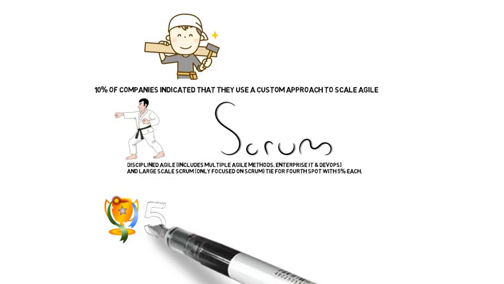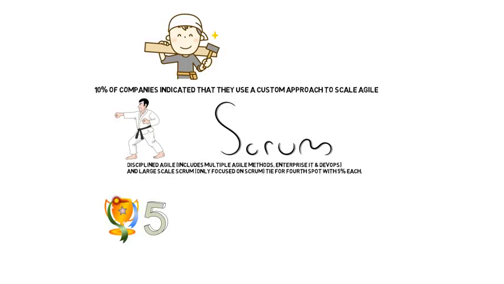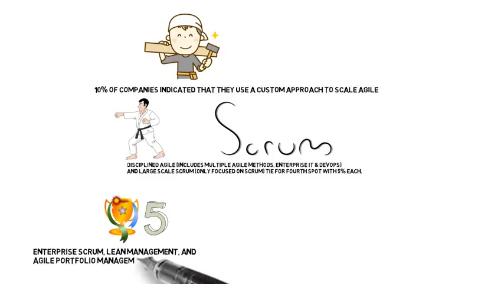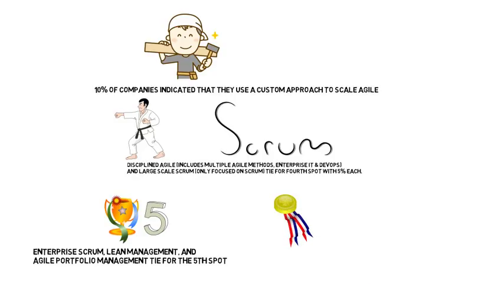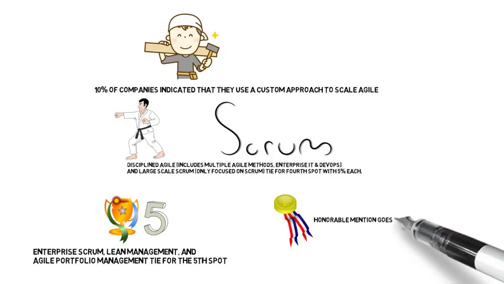Now, in the fifth spot, we have a tie between three methods that got about 3% each. One was Enterprise Scrum, I think by Mike Beedle. Another one is Lean Management. And the third one is Agile Portfolio Management. So each one of those got about 3%, and they are being used as well. And finally, with a little honorable mention here, we have Nexus and RAGE, which were not at a significant number of users, but nonetheless did still appear on the list. So that is our look at Agile scaling.